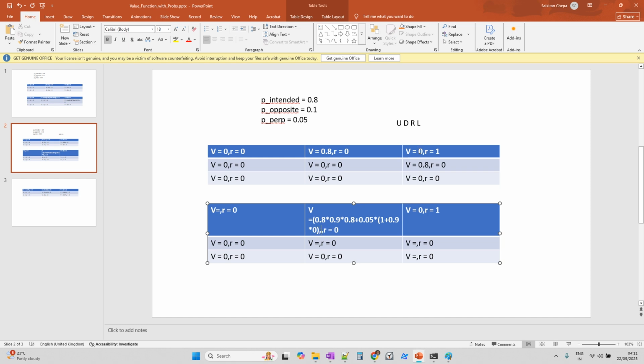This is one case. Now next is down. If he goes down, then this will not contribute, down also will not contribute. So this will contribute something. Up will also contribute. Down is the intended direction, and up is the opposite direction.